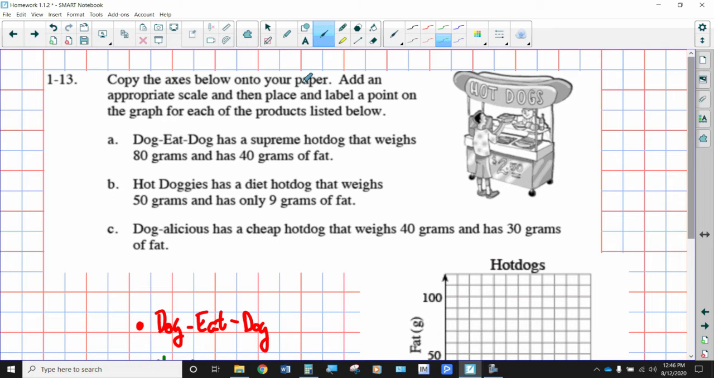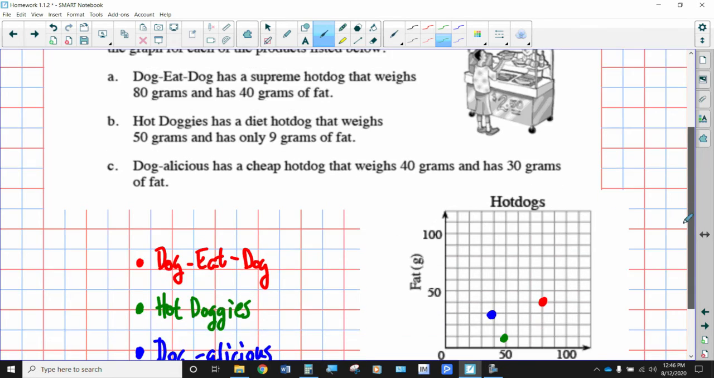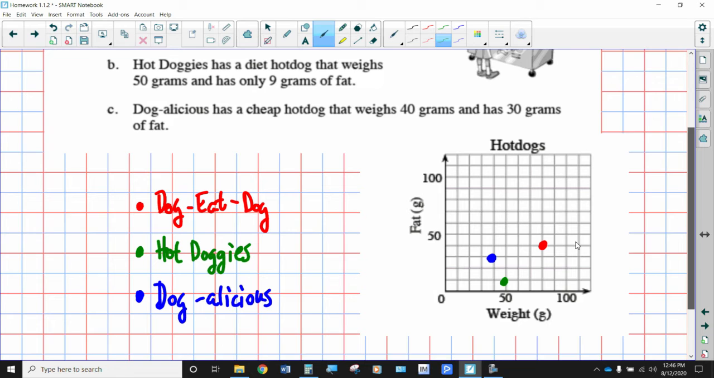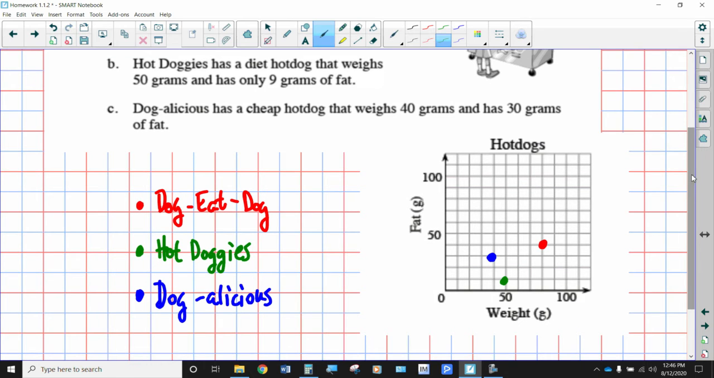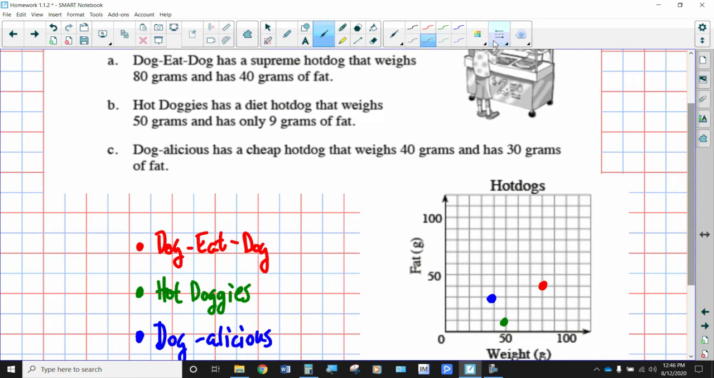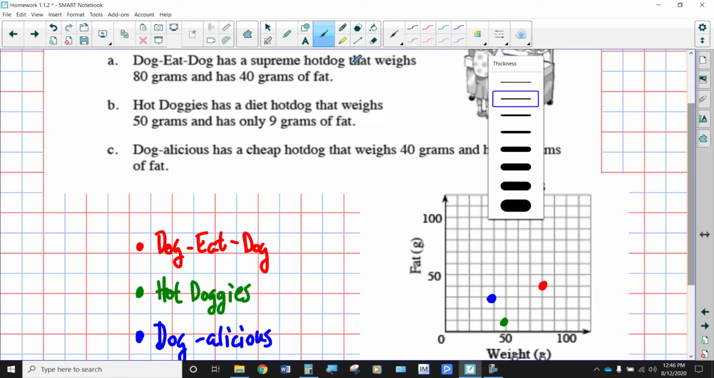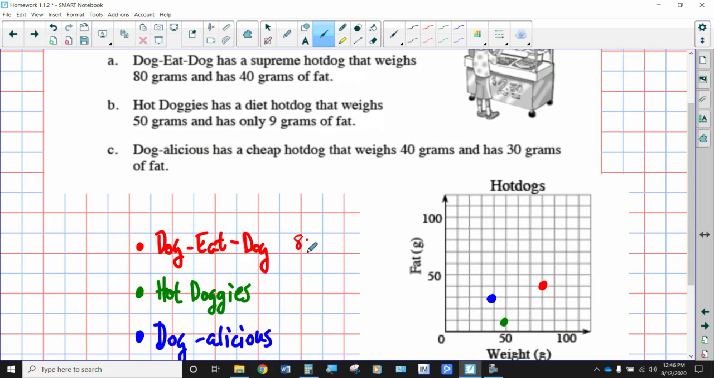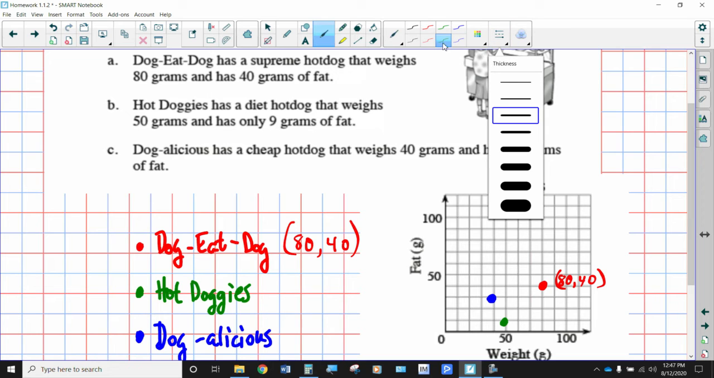All right, copy the axes below onto your paper. Add an appropriate scale. I guess, yeah, just copy the scale that they have available to us. Then it says, Dog Eat Dog has a supreme hot dog that weighs 80 grams and has 40 grams of fat. Okay, so the Y is the grams of fat, and the total weight is the X. We would put the X number first and the Y value after that. So this is going to be 80, 40. And then hot doggies, what's the data on the hot doggies?